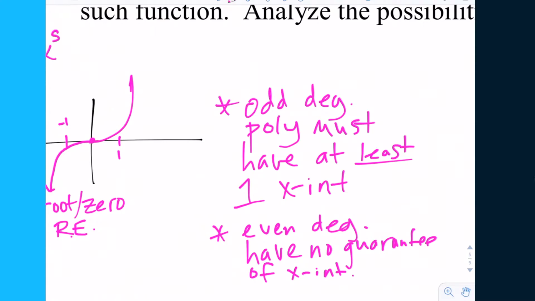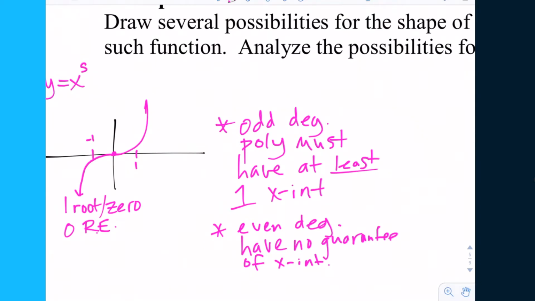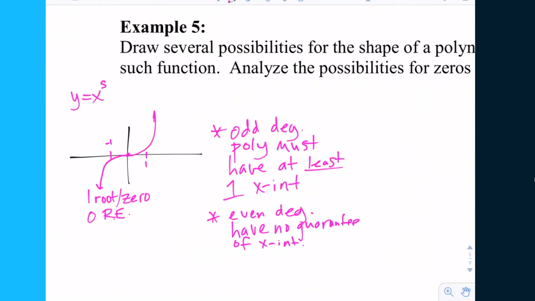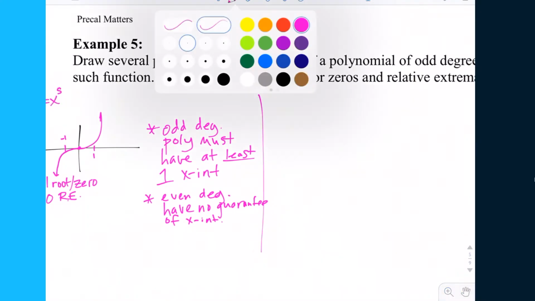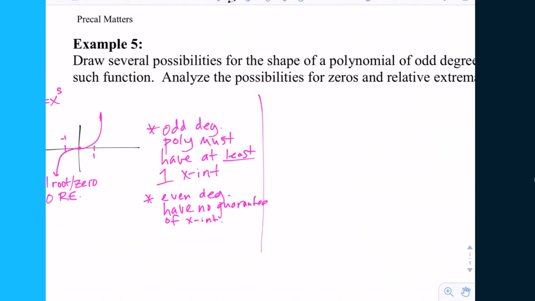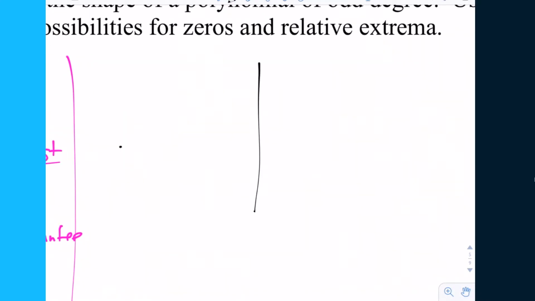So for the even degree, like we saw with the 4, you can have either 4, 3, 2, 1, or 0 x-intercepts. But for this fifth degree polynomial, we're only going to be able to draw it with 5, 4, 3, 2, or 1, but not 0. Okay, let's go to the next extreme case. Let's see if we could draw the fifth degree polynomial with all 5 x-intercepts.